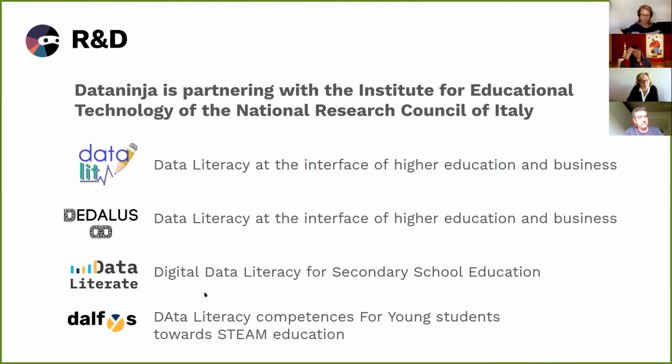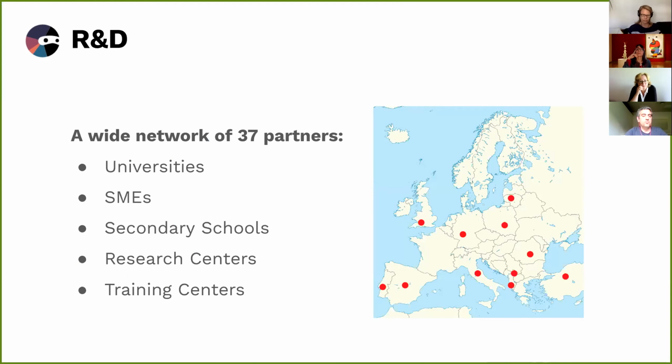And the fourth one is DALFIS, that is coordinated by an Italian school with the supervision of the Italian CNR to promote a curriculum and course content towards STEM education. So at large, we are a partner of these four Erasmus Plus projects. So we have a very interesting point of view to see what is happening in different countries. In these four projects, we are 37 partners with different kinds of souls. For instance, we have universities, SMEs, secondary schools, research centers, and training centers. In the map on the right of my screen, you can see the different countries that are involved.